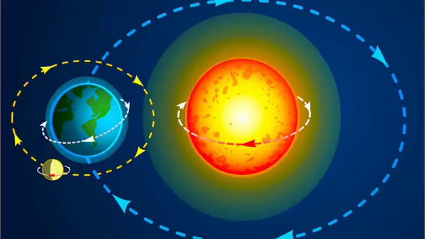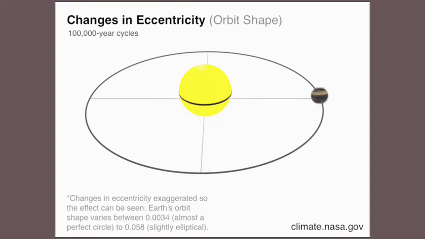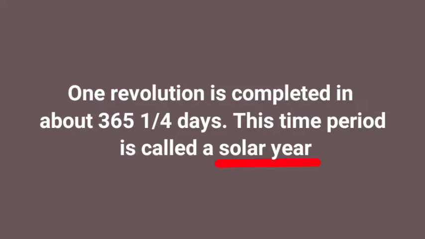Besides rotating on its axis, the earth revolves around the sun. This movement of the earth around the sun is called revolution. The earth moves continuously. It revolves around the sun in a fixed path called an orbit. One revolution is completed in about 365 and 1/4 days. This time period is called a solar year.